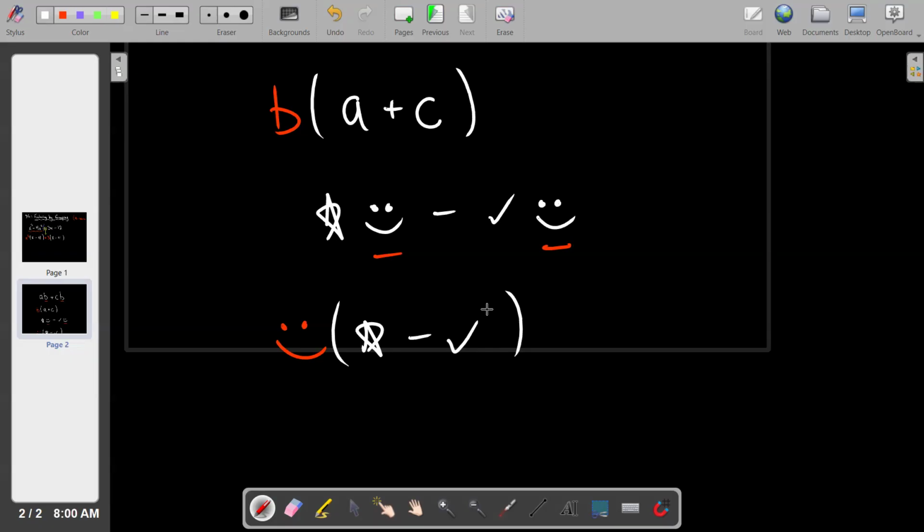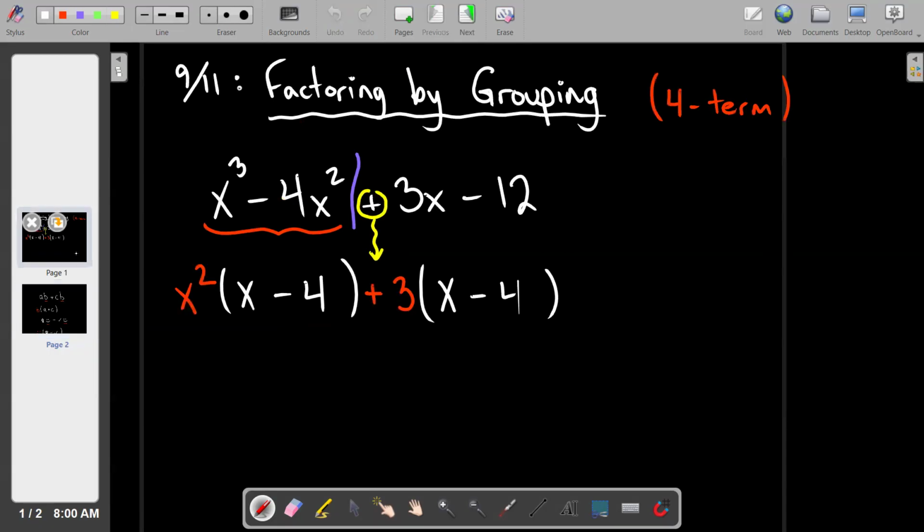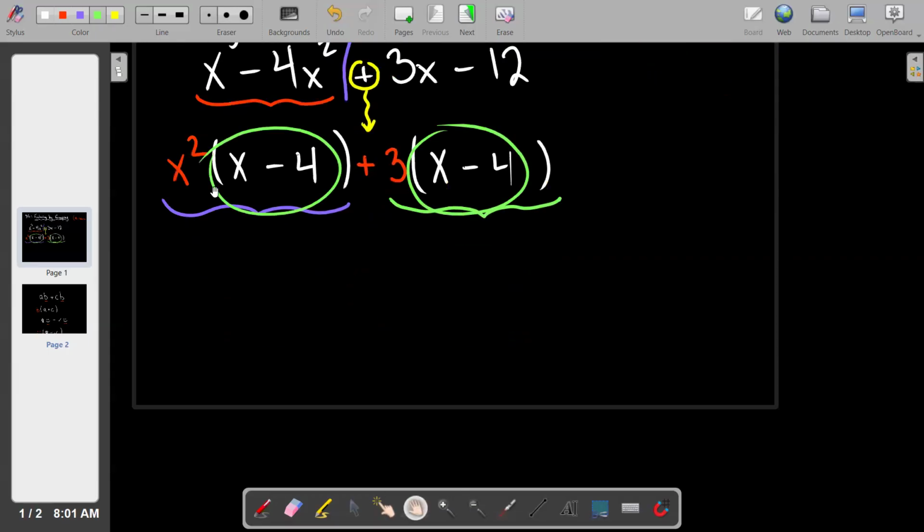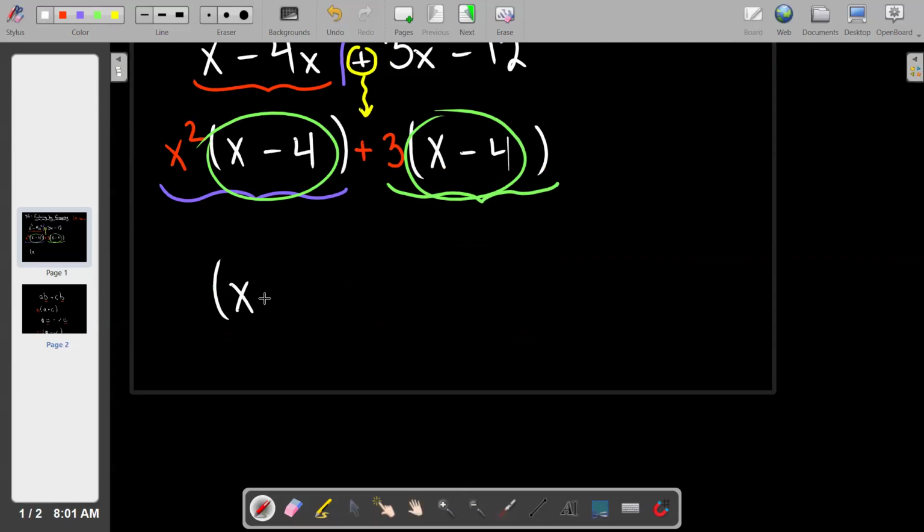Okay, so don't forget that you agree with that because now we're going to apply it to this. Would you agree that the purple term and the green term both have something that's the same? What is it? It is x minus 4. So as you just showed me that you understood with A's and B's and C's and check marks and happy faces and stars, then you must also agree that I am within my rights to take this commonality, the x minus 4, and pull it out to the front.